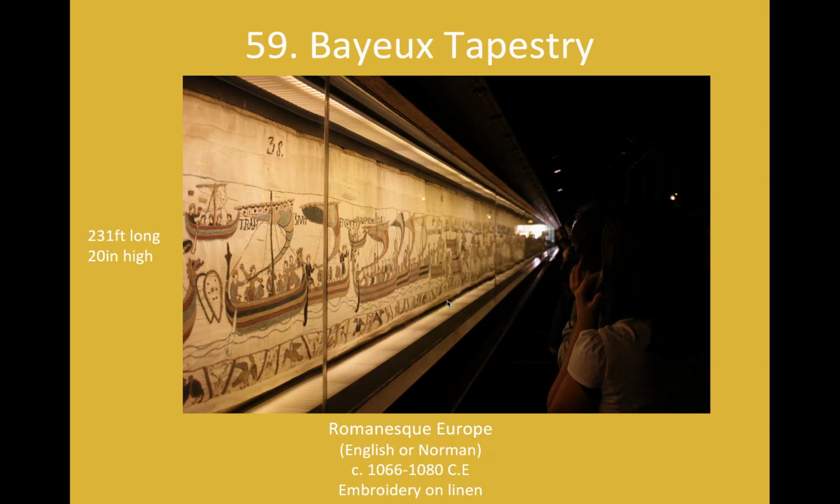So this is called the Battle of Hastings or the Norman invasion. And this was commissioned, paid for, patron, by the Bishop of Bayeux, Bishop Odo, who was actually the brother of William the Conqueror.